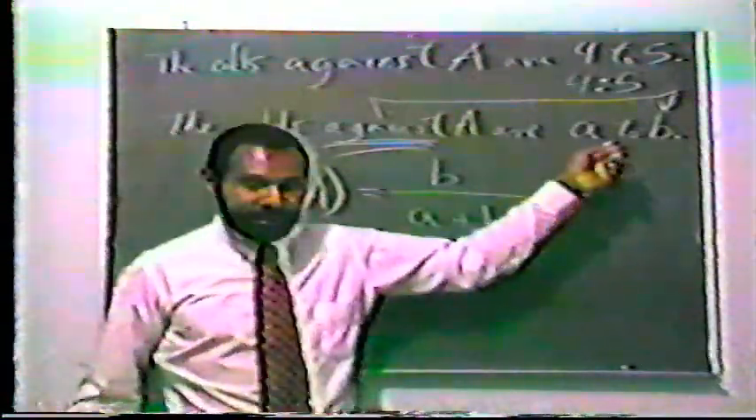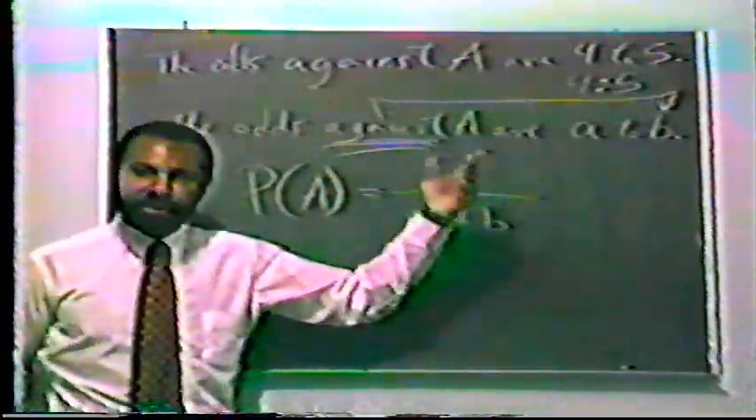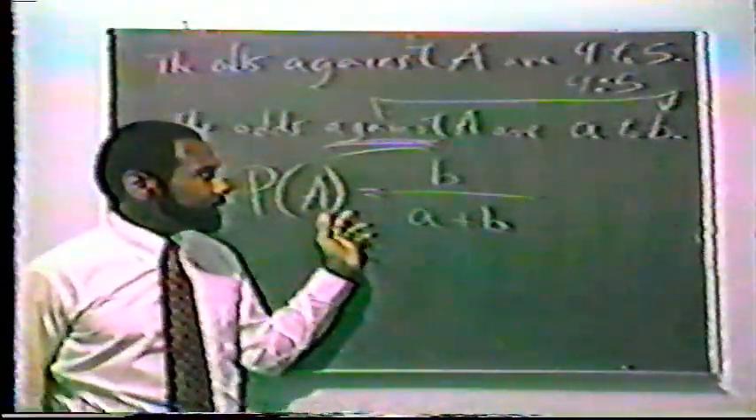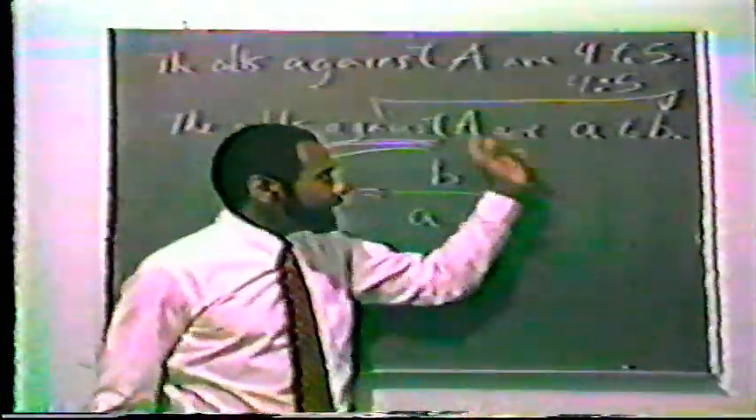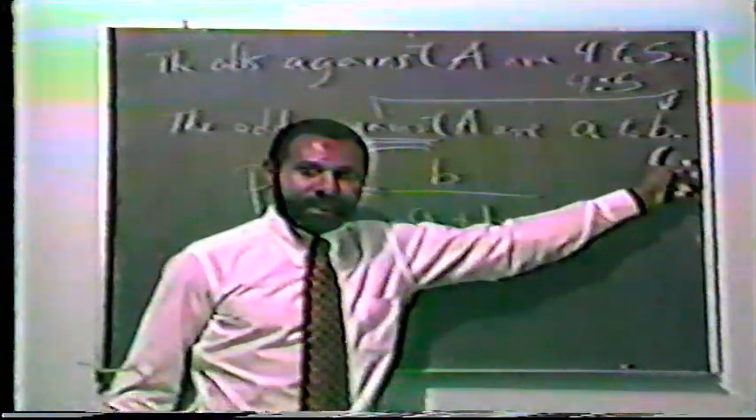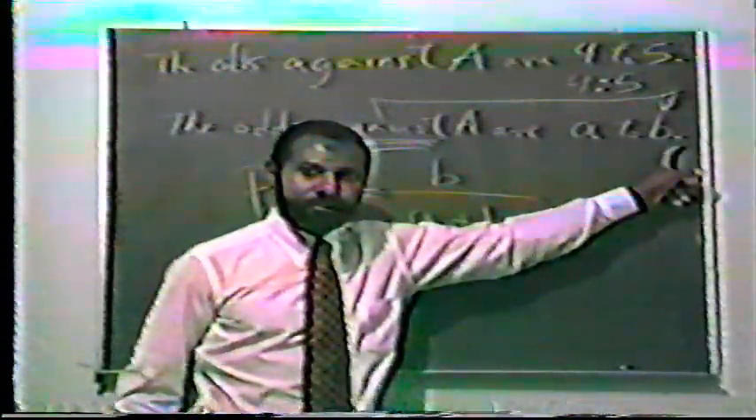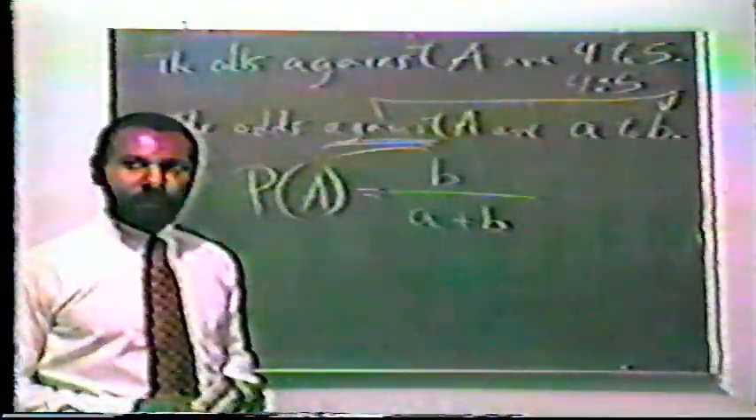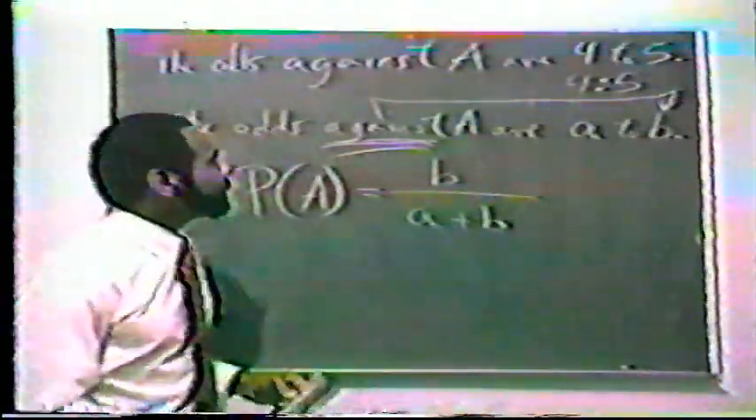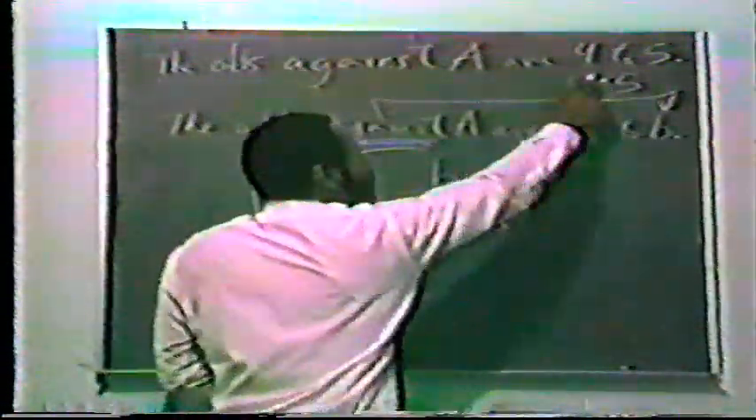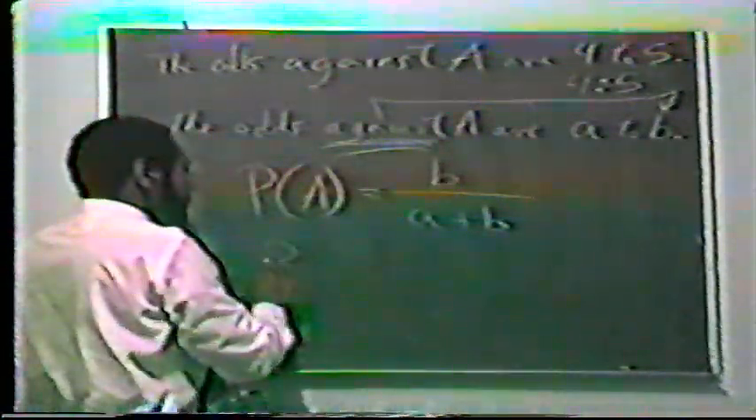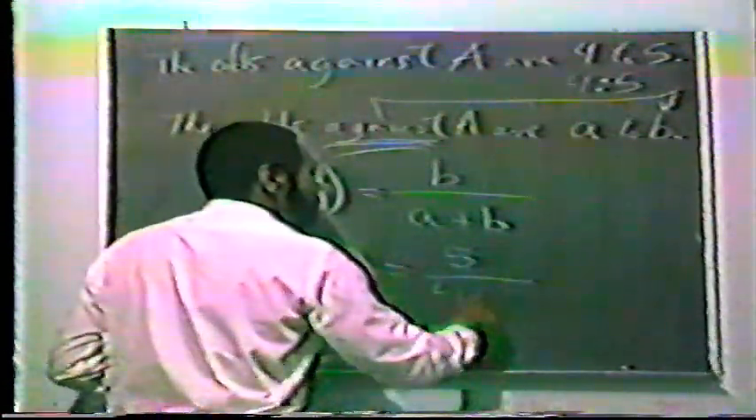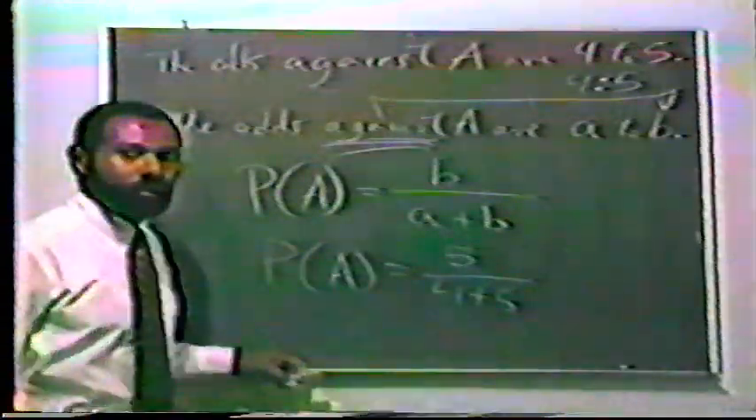if you're looking for the probability of A happening. If I were looking for the probability of A not happening, then it would be just the other way around. But if you're looking for the probability that A will occur, and you know that the odds against A are A to B, the second number in the ratio goes on top, and you have the sum of the two numbers on the bottom. For example, if we know that the odds against A are 4 to 5, the probability of A happening would be 5 over 4 plus 5, not 4 over 4 plus 5.